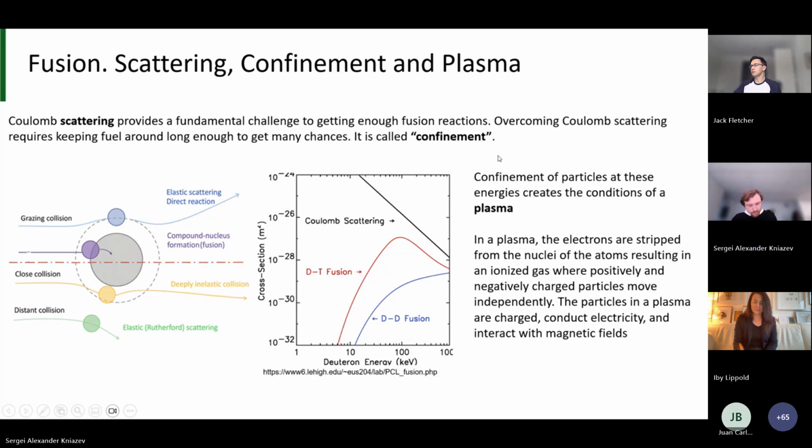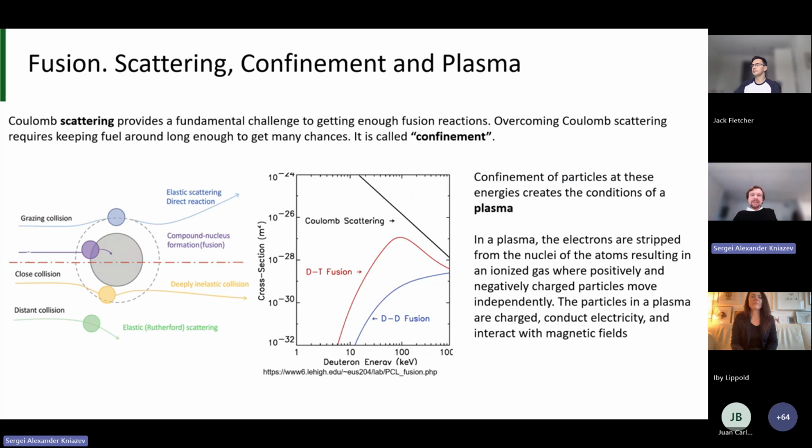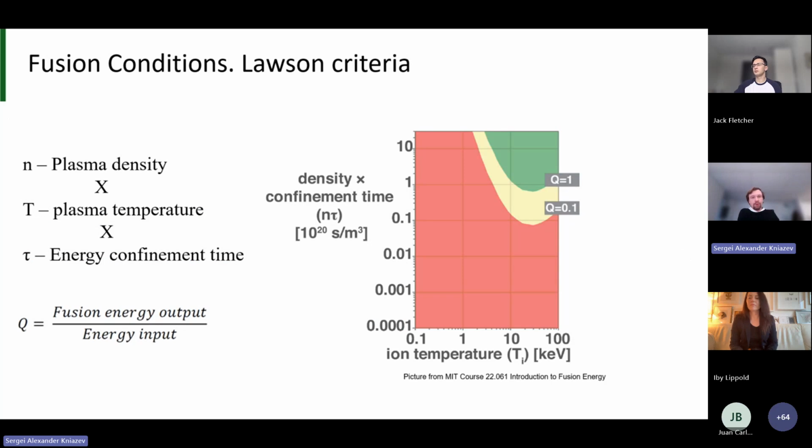And if you confine particles of these energies long enough, it will create conditions called plasma. In plasma, electrons are stripped from the nuclei of the atoms, resulting in an ionized gas where positively and negatively charged particles move independently. And because of this concept of confinement, we come to a very important criterion for fusion. It's called the Lawson criterion.